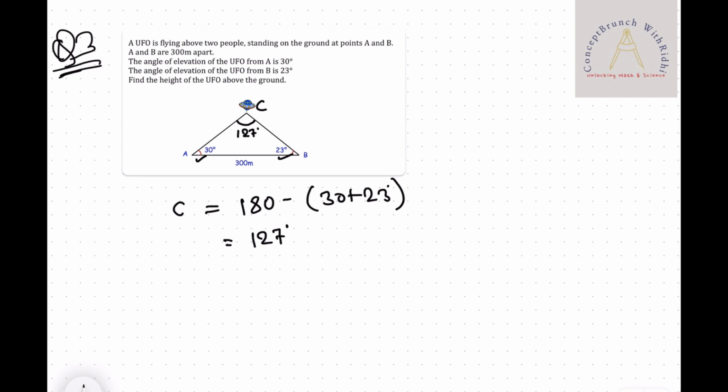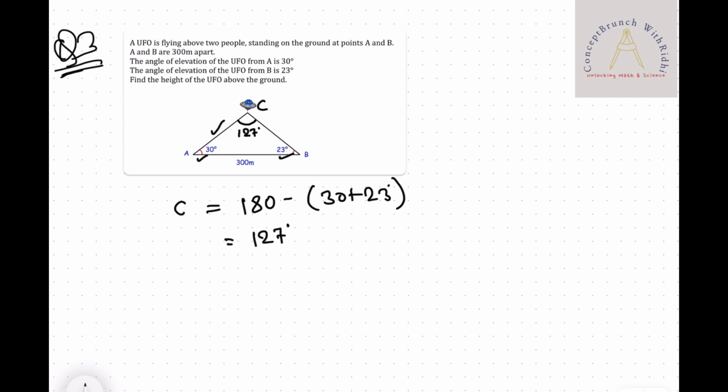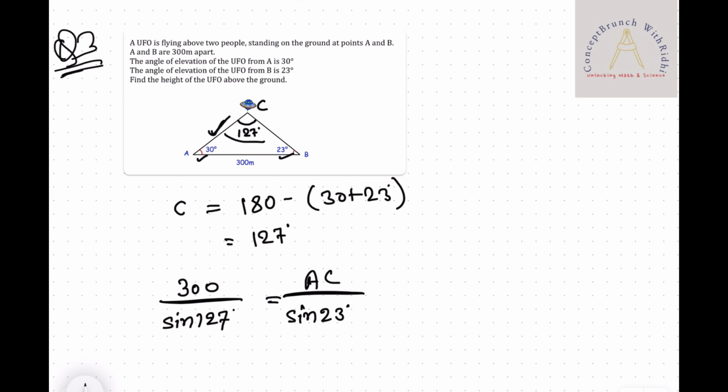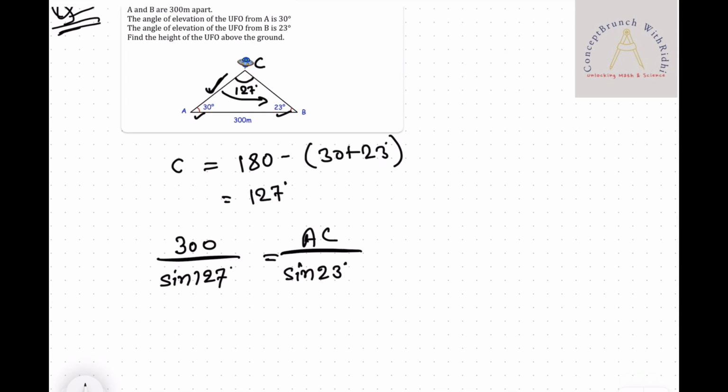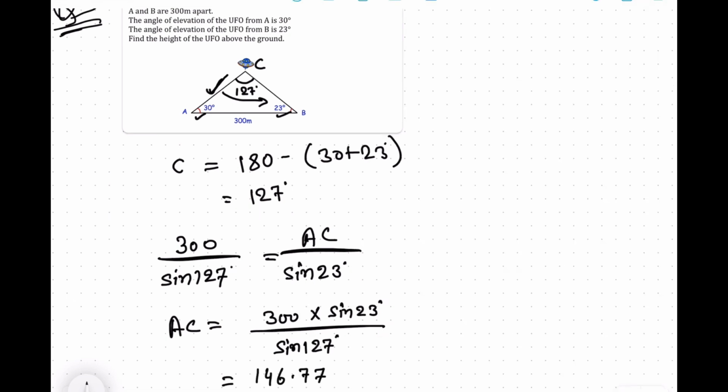Now we can apply the sine rule here. How to apply the sine rule here? So a divided by sine A. So 300 divided by sine 127 degree is equal to, let's take AC, AC divided by sine 23 degree, correct? So we can find out the AC. AC will be 300 times sine 23 degree divided by sine 127 degree. Let's find this value with the help of a calculator. We got AC as 146.77 meter.